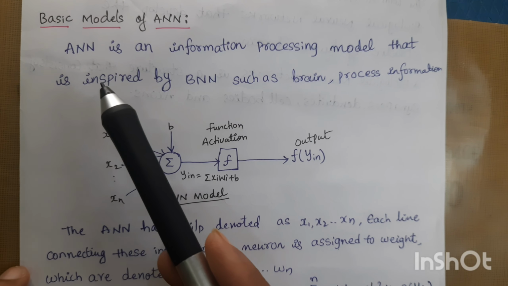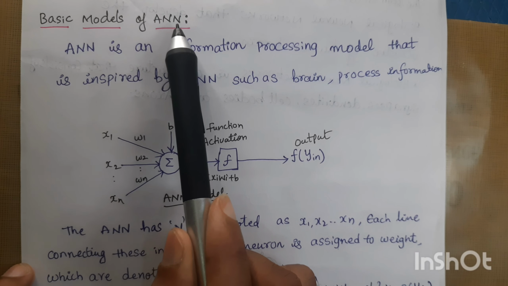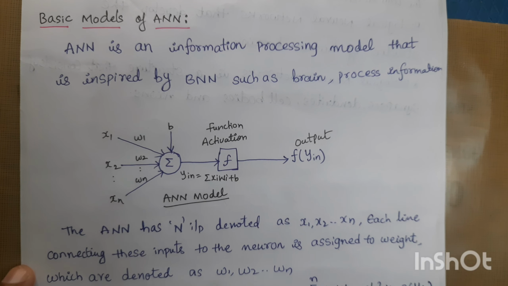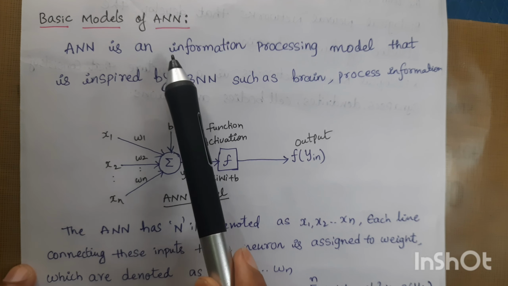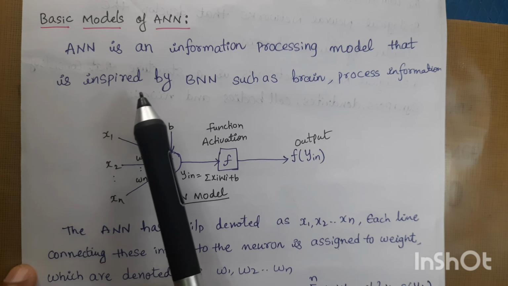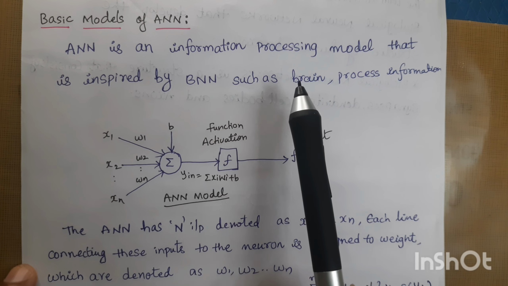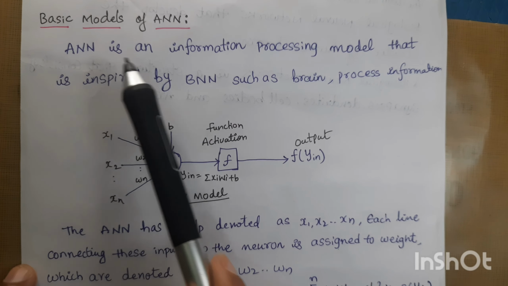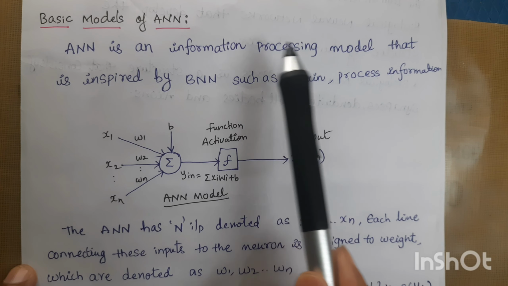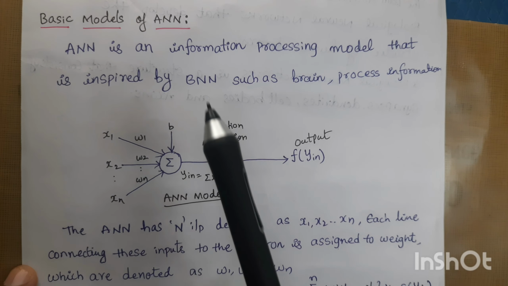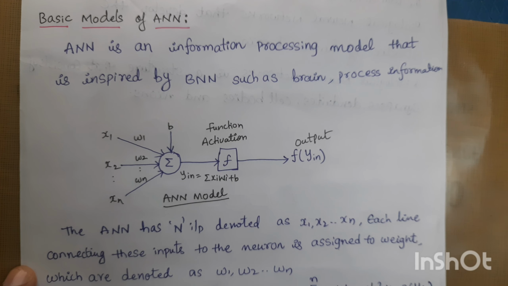Today we will discuss the basic models of ANN. ANN here is artificial neural networks. ANN is an information processing model that is inspired by BNN, such as how the brain processes information. So ANN is the information processing model. It will process the information that is inspired by BNN. Here BNN is the biological neural network.